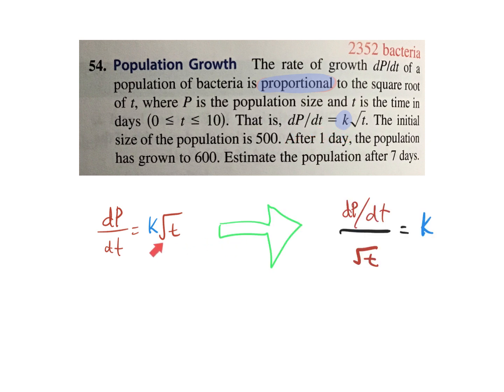Why is that? Because if you divide by that something else, then this says that the ratio of this rate of change to the square root of t is equal to a constant. And that's the textbook definition of proportional. When all the ratios are always the same, it's proportional.